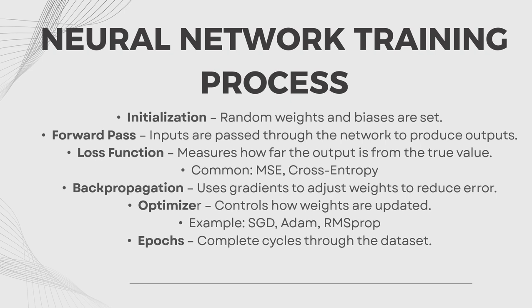Next, neural networks training process. Here is how training a neural network works step by step. Initialization. The network starts with random weights. Forward pass. Input flows through the layers to generate output. Next, loss function. Calculates the error between the prediction and actual result. Back propagation. The network adjusts weights to reduce the error. Optimizer. Algorithms like Adam or SGD help minimize loss. Epochs. Each complete pass through the dataset.